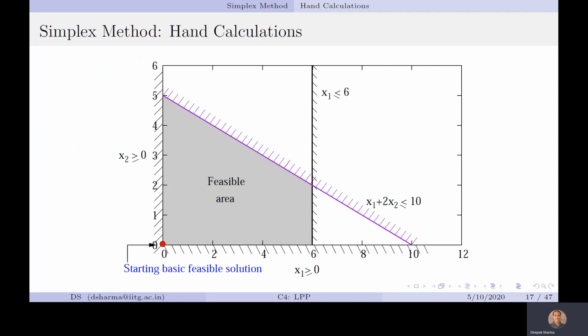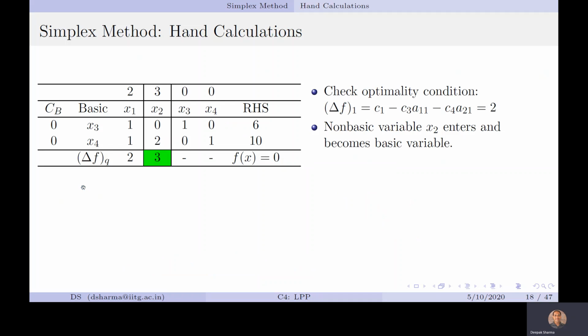So if we look at this particular graph, we are representing this in terms of x1 and x2. Since x1 and x2 are 0 in the initial simplex table, we are starting from the origin. This origin is a starting basic feasible solution, so the simplex method can start. Why? Because it has to start from a feasible solution. Now apply the optimality and the feasibility conditions.